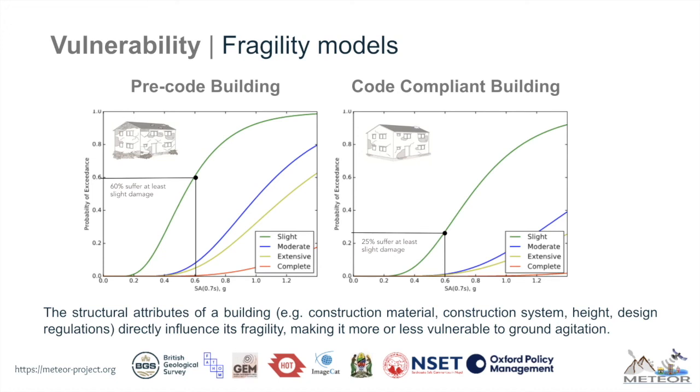If we locate any intensity level on the x-axis of these models, for example, a spectral acceleration of 0.6 g, we can see that the structure without seismic regulations has a 60% probability of exceeding the light damage state. In comparison, the structure on the right has a 25% probability of exceedance for that same level of demand. In fact, it has a much higher chance of exceeding any of the damage states. This is why, under the same level of seismic hazard, the most fragile structures present a higher level of seismic risk.